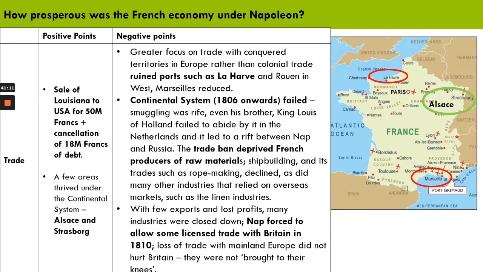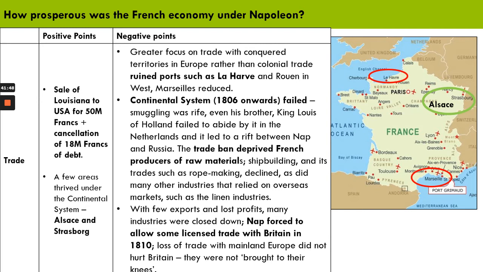But there were some successes in terms of trade for Napoleon. Remember we said that earlier he only kept hold of Louisiana in terms of the French assets in North America after the 7 Years' War. Well, this was sold off to the Americans for 50 million francs and cancellation of the 18 million francs of debt that they owed. So this was helpful because it obviously provided lots of revenue for France.